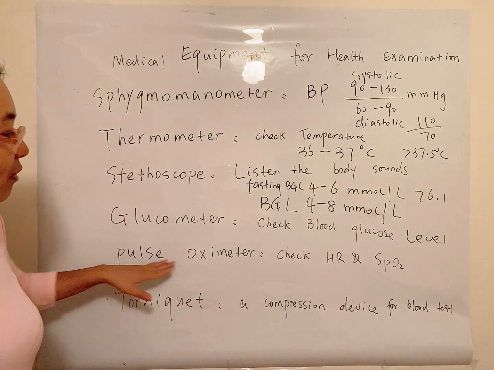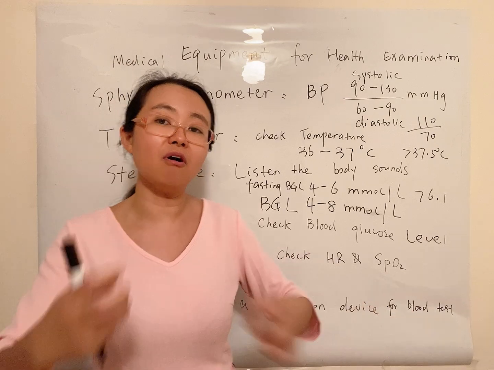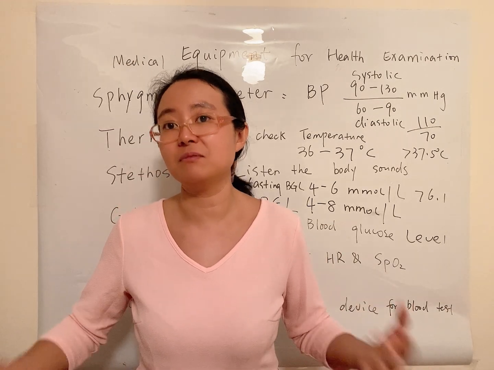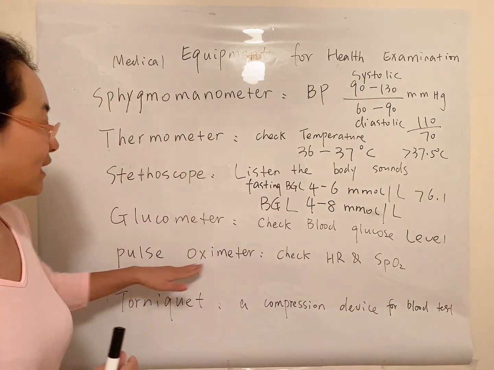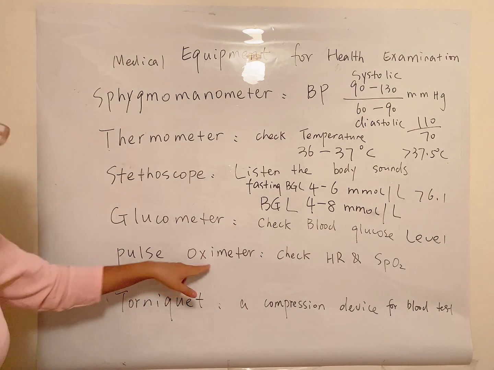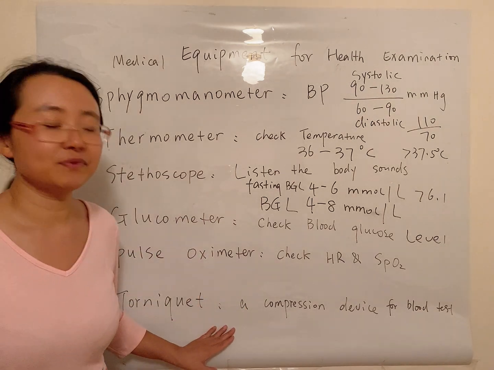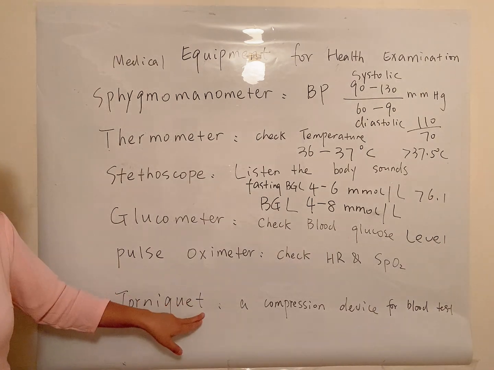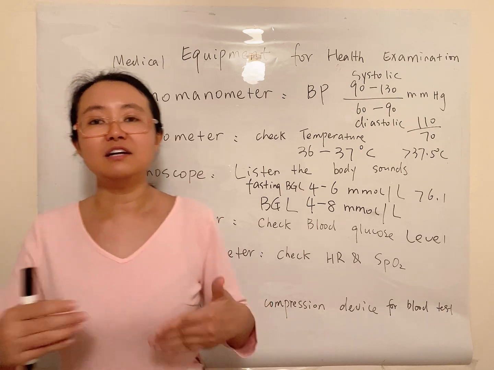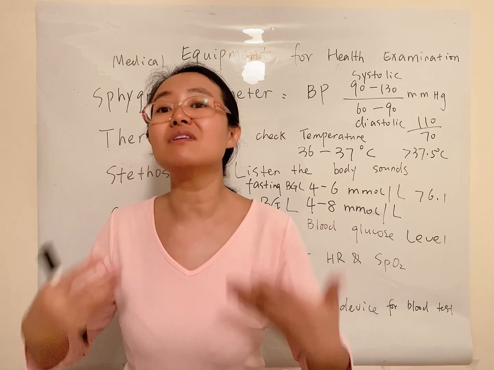Okay, so this is called a pulse oximeter, to check your heart rate and also to check your oxygen level inside your blood to see whether you have enough oxygen supply for your body. All right, and this is applied on your finger. Remember that. It's very easy to use. Now the next one is the tourniquet. A tourniquet is a compression device that is commonly used by doctors and nurses to take a person's blood test.